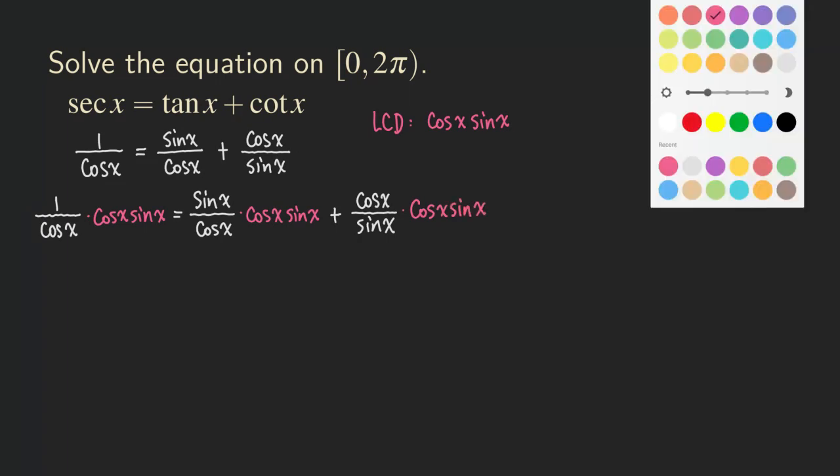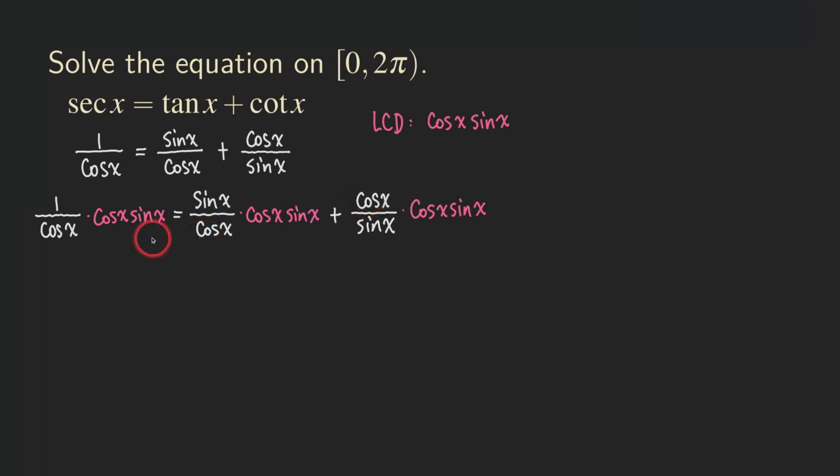In this case, we are going to start doing the canceling. For the first fraction, the cosines will get canceled. For the second one, the cosines will get canceled. And for the last fraction, the sines will get canceled. They all become a 1, so we're left with just sine x on the left-hand side of the equation.